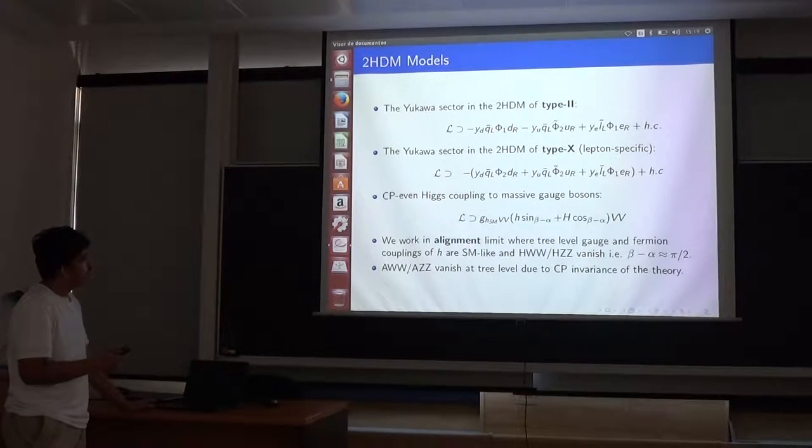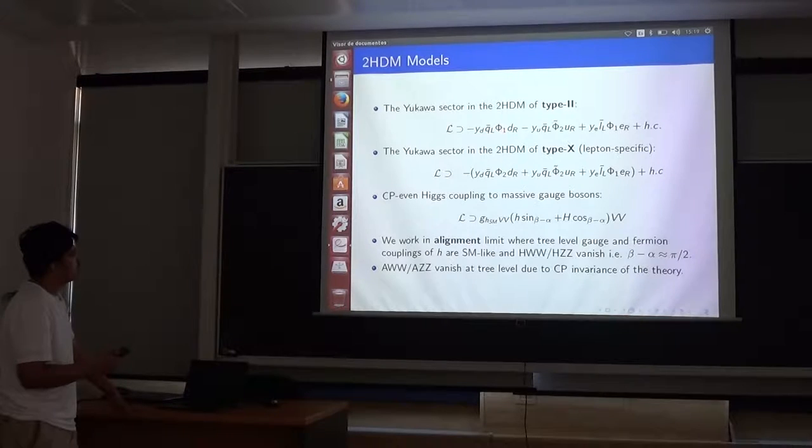Up type is coupled with phi 2, and down type is coupled with phi 1. If we take type 1, then both will couple like this, to the up-type. Type Y will have this top and bottom, and the left-handed sector will be different, like this one. So that will be type 1. The other two can be found.